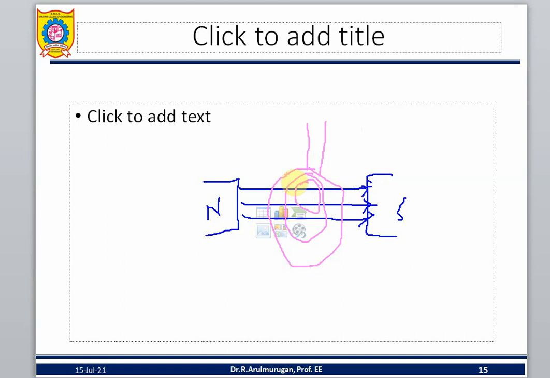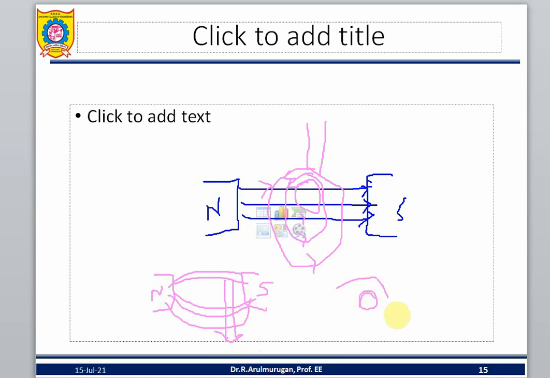Now the direction of rotation: the bottom side is strengthened and the top side is weakened, so there is less flux on the top and more flux on the bottom. Then torque is produced from weakened to strengthened, and now the motor is rotating. The rotor is rotated, that's why we say the motor is rotating.